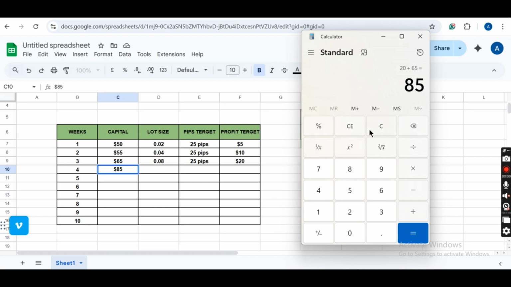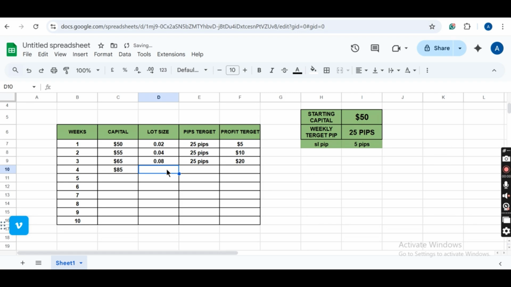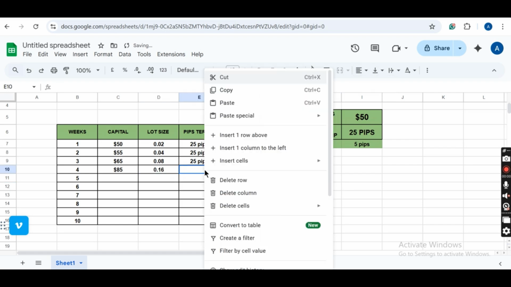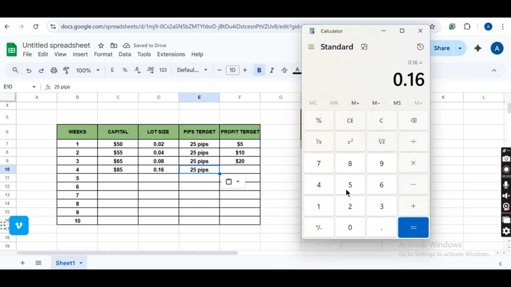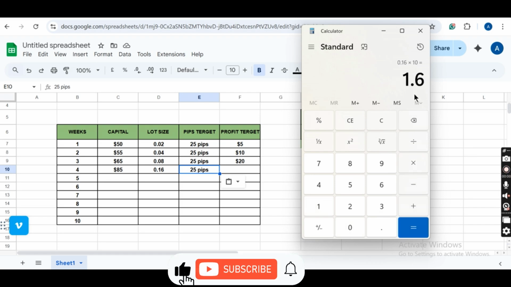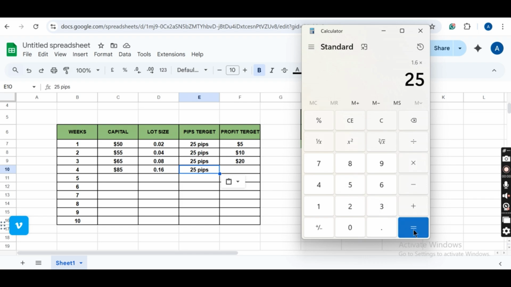And our lot size, we are doubling it from 0.08 times 2, which gives us 0.16 lot size. So in this week we are going to start trading with a lot size of 0.16. The target is still 25 pips. So 0.16 times 10 is going to give us 1.6 per pip. And 1.6 times 25 pips, which is our target, is going to give us $40.